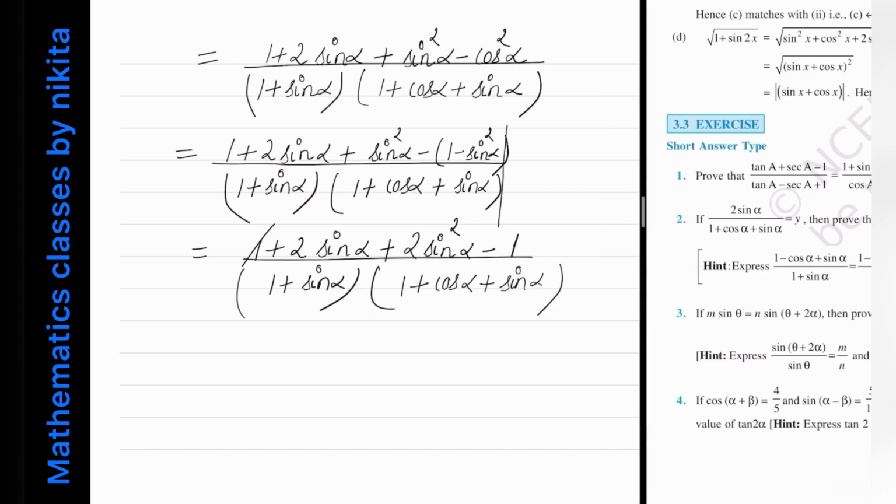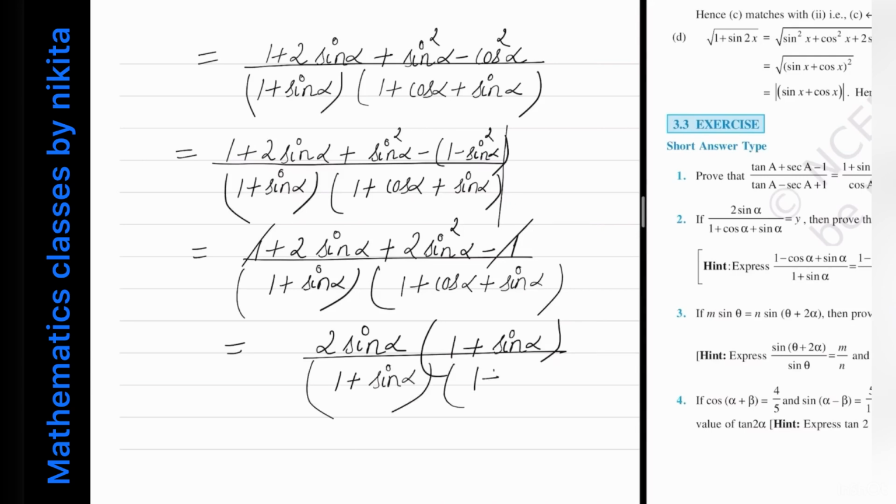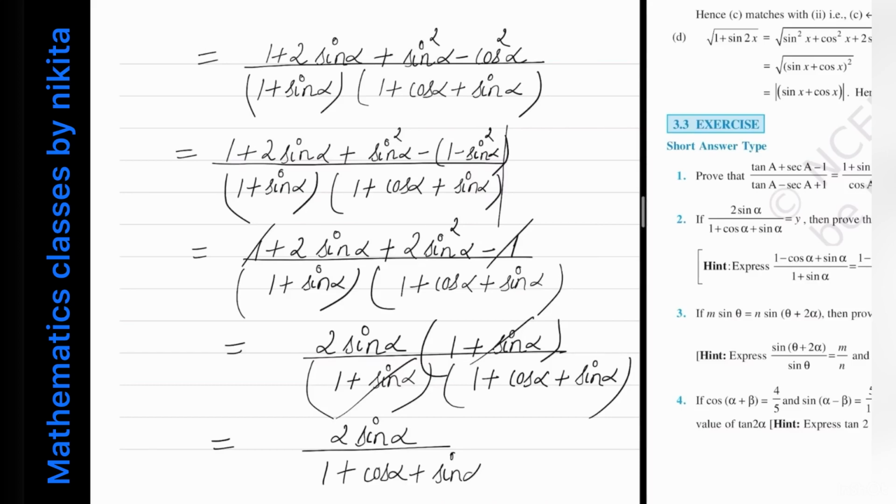Okay, so this cancels out with this. Now take common 2 sin alpha. You will be left with 1 plus sin alpha divided by 1 plus sin alpha multiplied by 1 plus cos alpha plus sin alpha. So again this and this can be cancelled. So you are left with 2 sin alpha divided by 1 plus cos alpha plus sin alpha, which is given to be equal to y. You can check here, this is given to be equal to y. So hence proved.